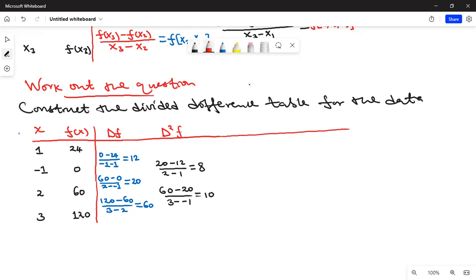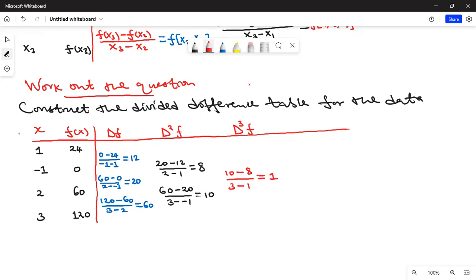And finally, the third order divided difference, 10 minus 8. Extreme x values will be 3 and 1, so that is 3 minus 1. And so that is 2 over 2, and the result here is 1.